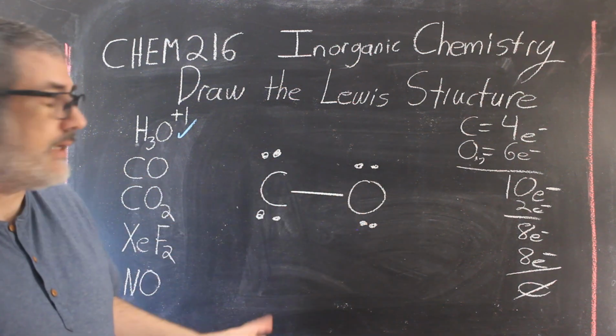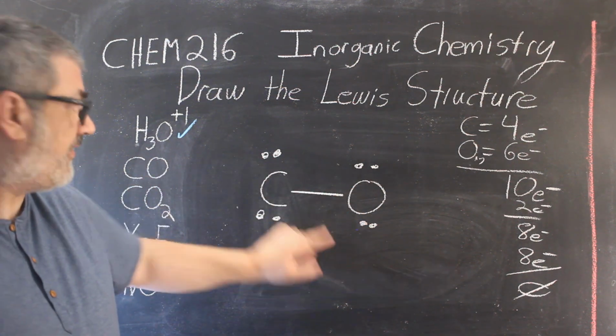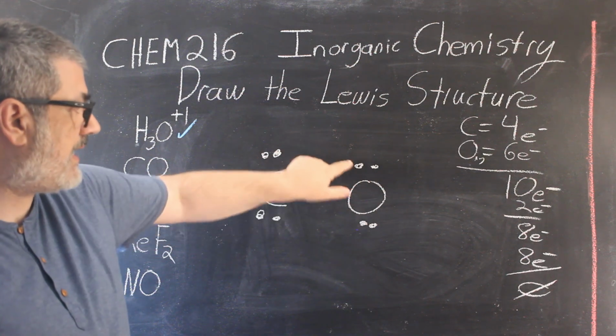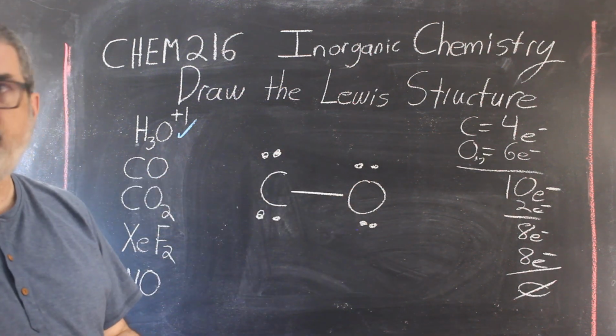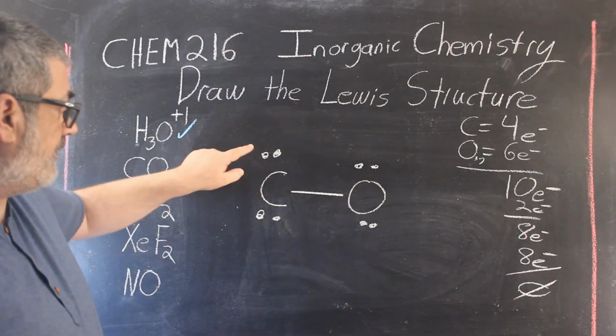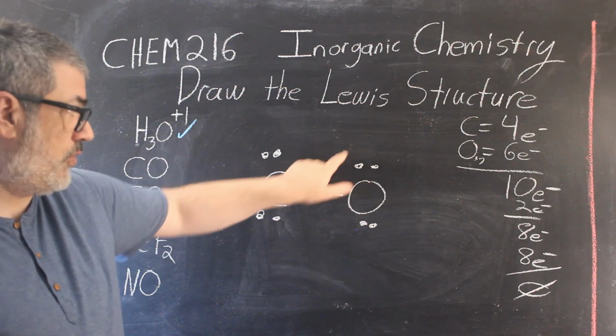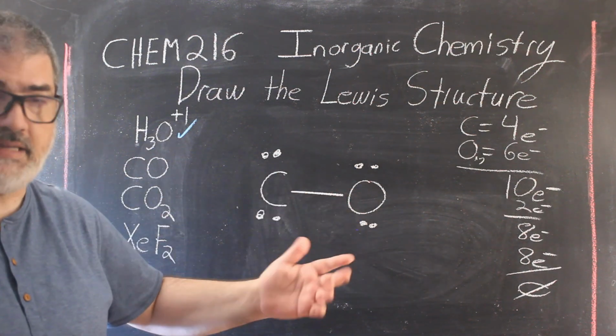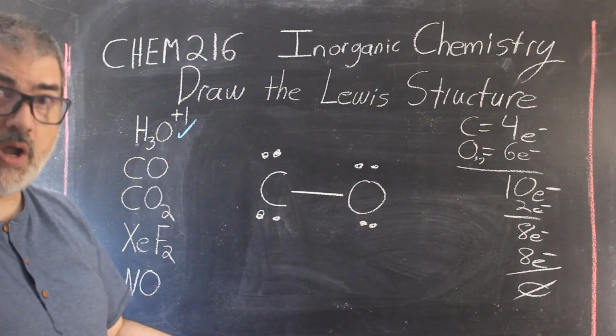Well, not exactly. We've used up all our electrons. 2, 4, 6, 8, 10. But now we have to see, do we obey the octet rule? 2, 4, 6. 2, 4, 6. Well, 6 is not 8. Obviously, we've got a problem.